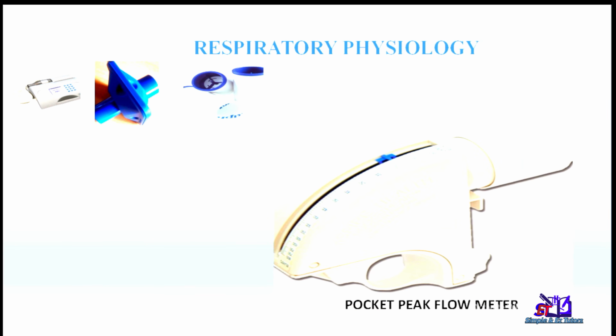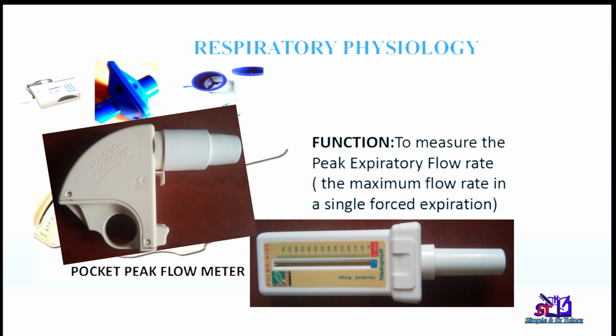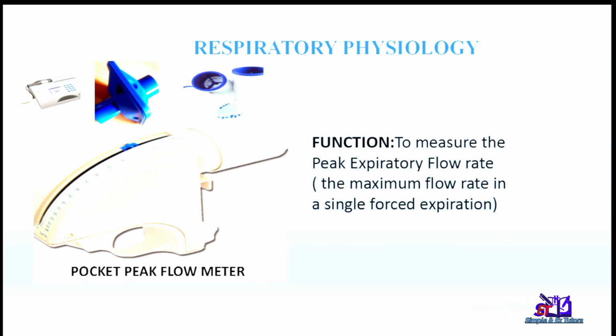Next on the list is the pocket peak flow meter. It's used to measure the peak expiratory flow rate, the maximum flow rate in a single forced expiration, mostly used in asthma patients to monitor disease progression or the severity of air obstruction, or it can be used to monitor patient response to treatment with nebulizers.